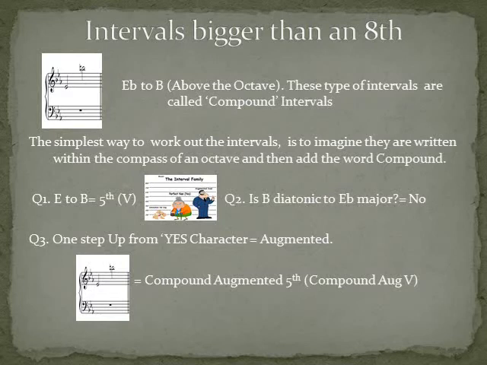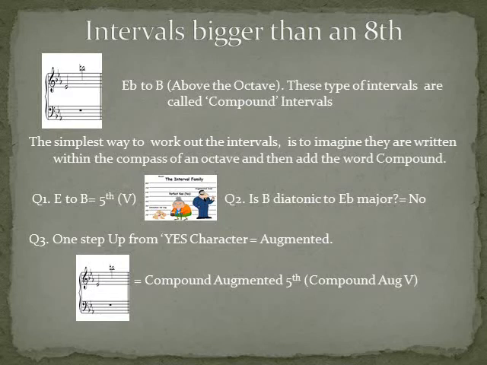The easiest way to work these out is to work it out exactly the same as you've just been doing, but with the exception of thinking that it's within the compass of an octave. So E to B, count the letter names as a fifth. Use your fingers if necessary. The availability can be either a diminished, a perfect, or an augmented, not a major or minor.